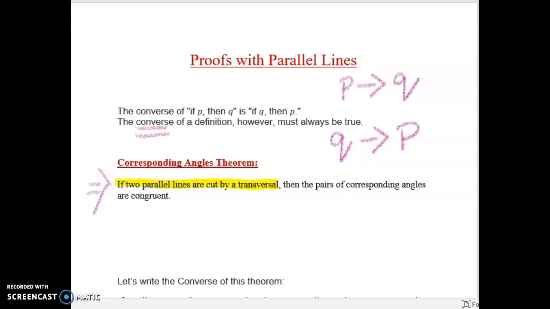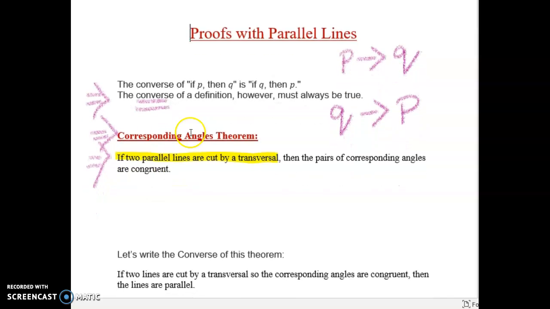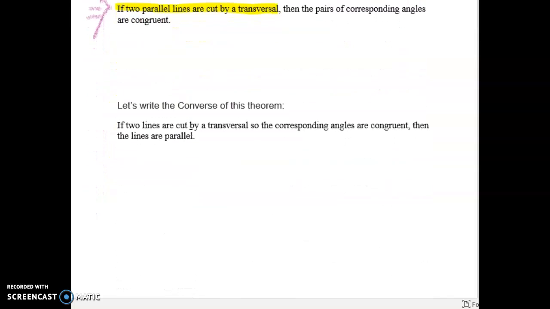But in this case, the converse of a definition, however, must always be true. That being said, our definition started with the hypothesis that the two lines are parallel and cut by a transversal, then only the corresponding angles are congruent. If I have to rewrite this corresponding angle theorem into a converse, how will it look? It will look something like this.